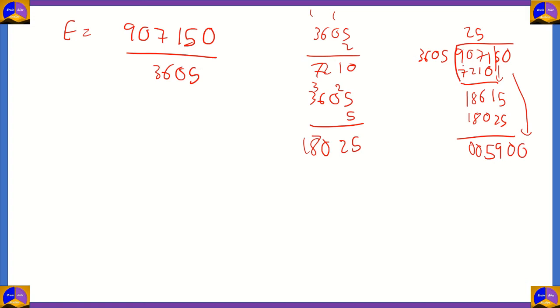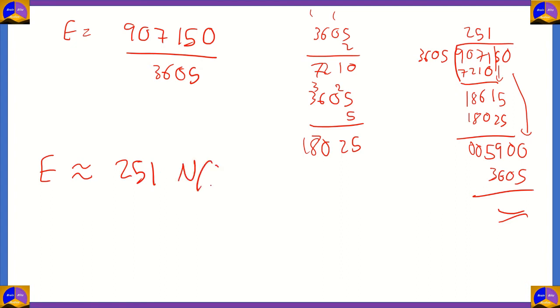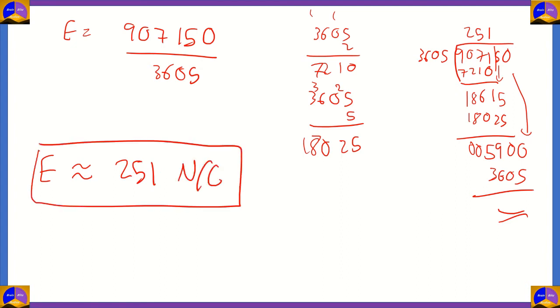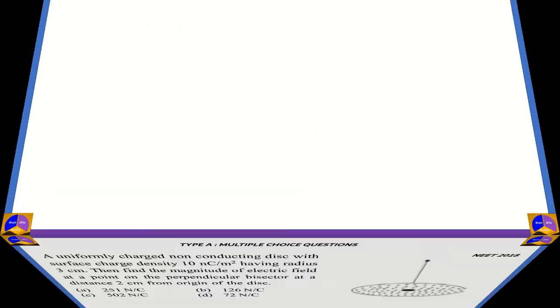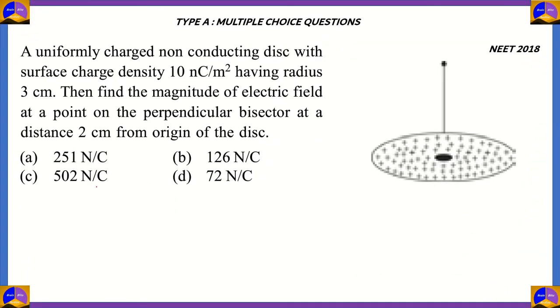So 5900 is close enough to 3605. So when you do that, you'll get some remainder, but that is inconsequential because you get the electric field as approximately equal to 251 newtons per coulomb. So this is the correct answer that we are looking for, because we just need to find the approximate value here. Because our options, all of them are whole numbers, they do not have decimals or any other stuff like that. So the closest value should do.